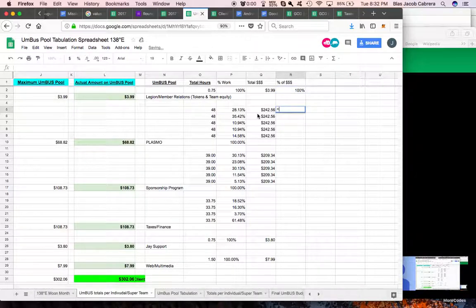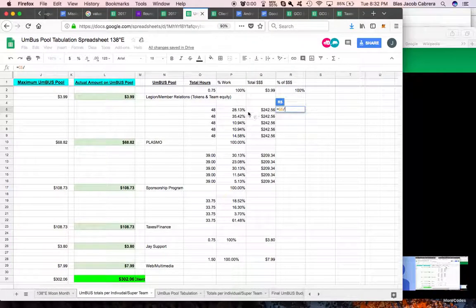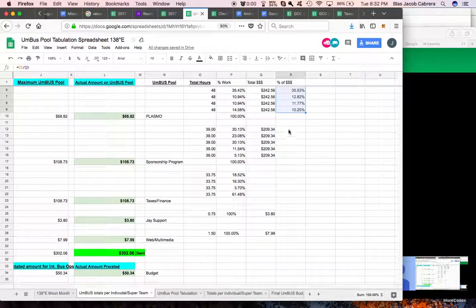And then you're just going to take the amount of money each person brought in. So for example, Lucy brought in $71.89 for Plasmo. And then we're going to divide that by the total amount of money. And then that gives us the percentage. And again, in the future, this is all going to be automatic. I believe actually we can just copy paste this. Yeah, just copy. We can go much faster.